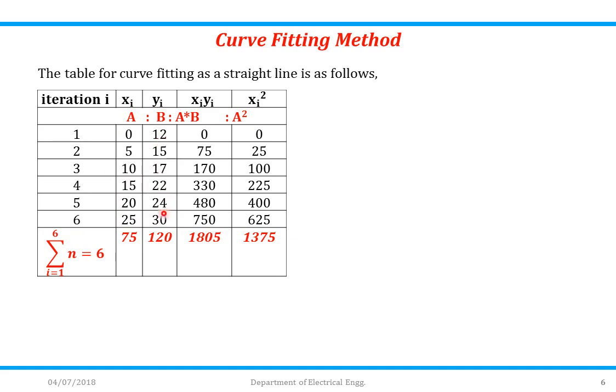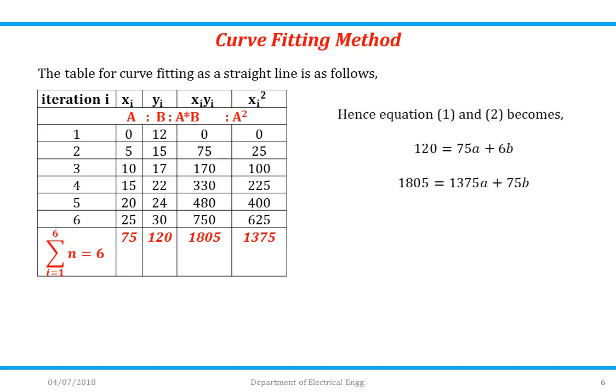By adding all the values of y, we get summation of yi, which is 120. Next requirement is xi into yi. So 0 into 12 is 0, 5 into 15 is 75. Likewise, adding these elements, we get summation of xi yi. The square of 0 is 0, the square of 5 is 25. Likewise, if we add all these values, we get summation of xi square equal to 1375.